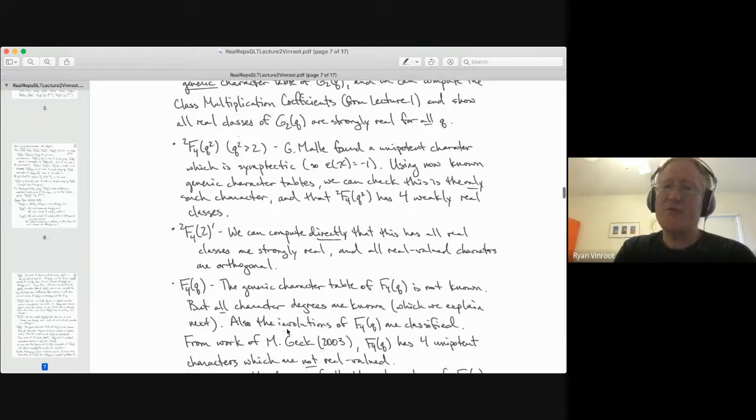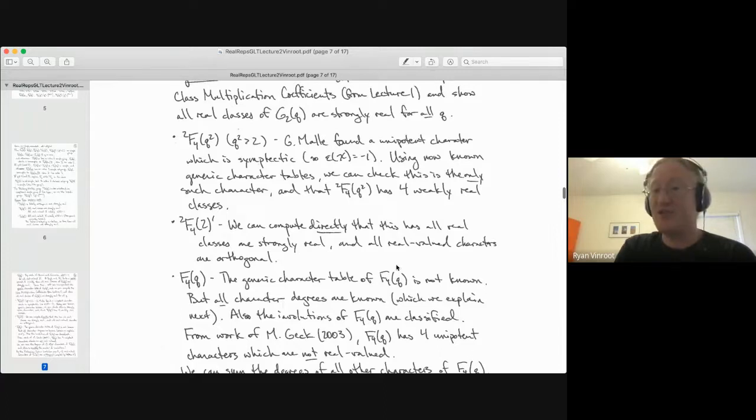Well, Geck, in 2003, found that for all of these unipotent characters, essentially the indicators have been computed. The unipotent characters are a small subset of all of the characters, but they're very much a guiding factor in the construction of all characters. But the point is, Geck has computed that there are 4 characters which are unipotent but not real valued.